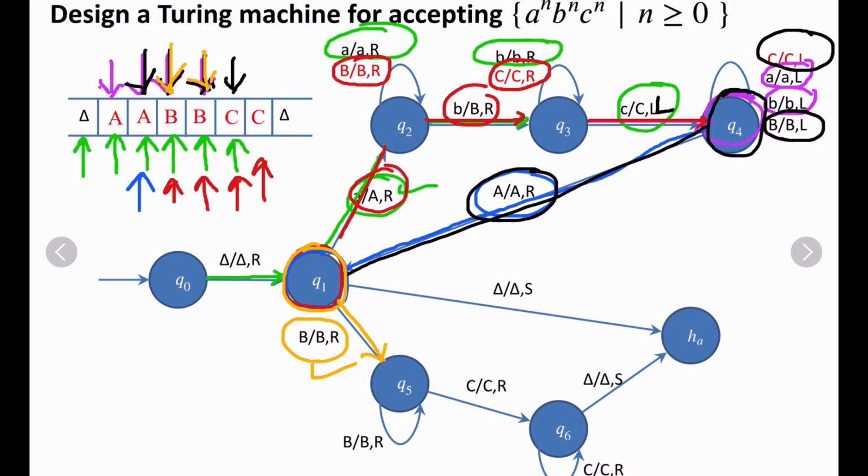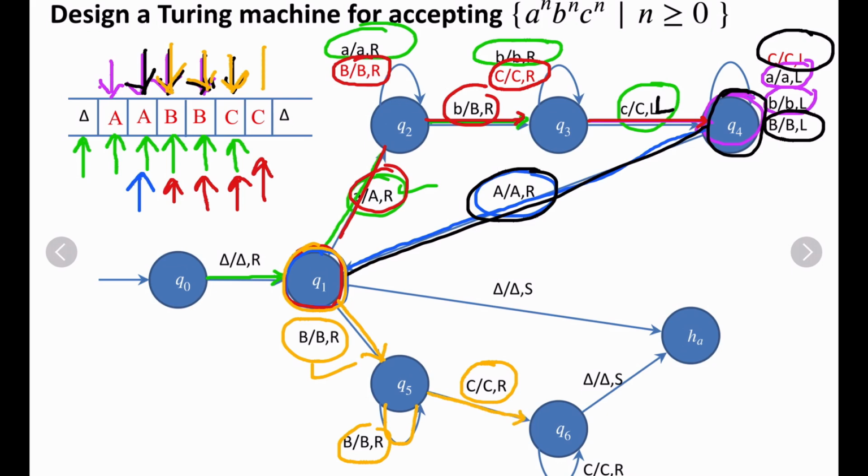What is the input here? Input is again capital B. Read that B, change by capital B, move one step to the right. Now we are at this place. What is the input? C, capital C. Read that capital C, replace by capital C, move one step to the right.